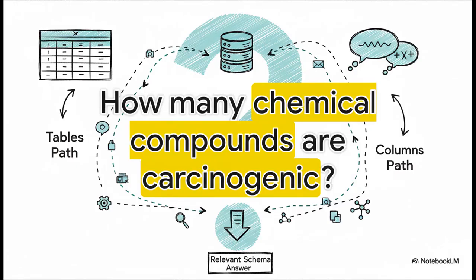Okay, let's start with a question that sounds pretty straightforward, right? How many chemical compounds are carcinogenic? You and I get it instantly, but for a computer trying to query a database, this is a total minefield. What exactly is a chemical compound in its tables? Where does it even look for the word carcinogenic? This is the exact kind of problem we're going to solve.